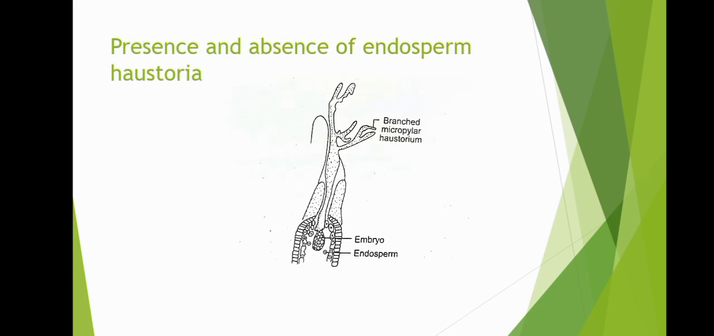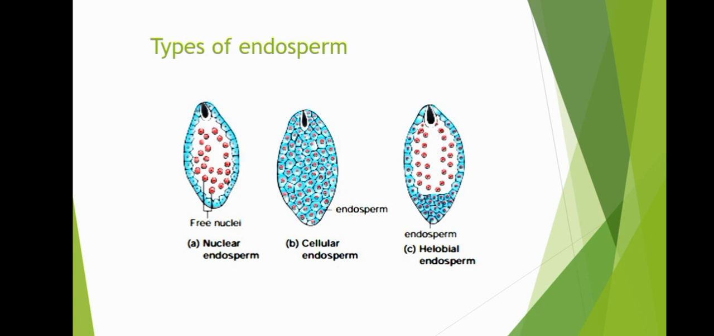Presence and absence of the endosperm haustoria. It is one of the major important characteristics in this topic, that is haustoria. It is a branch or outgrowth forming outside the endosperm or outside the embryo. A branched micropylar haustorium is seen as a characteristic feature. Types of endosperm. Endosperm may be nuclear or cellular or helobial. The helobial endosperm is commonly found in monocot plants.